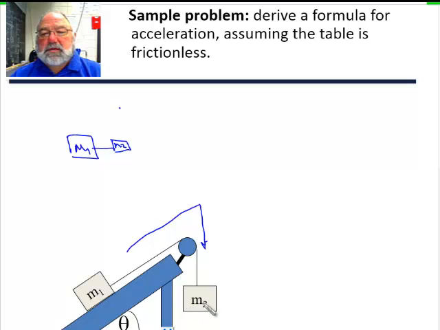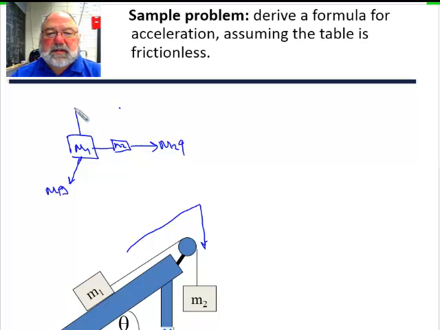On M2, the only force that's external to the system is its weight, m2g. The gravity on M1 is actually acting like this. And the normal force is acting like that. And if you were to rotate my M1 box, you would see that that's the case.